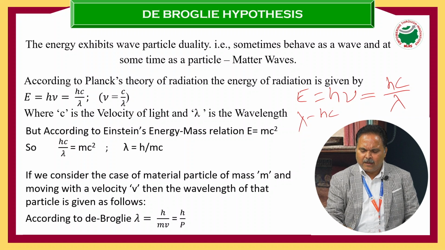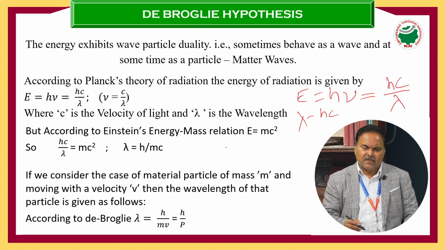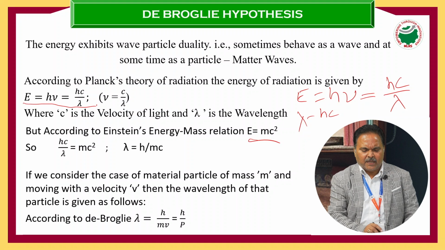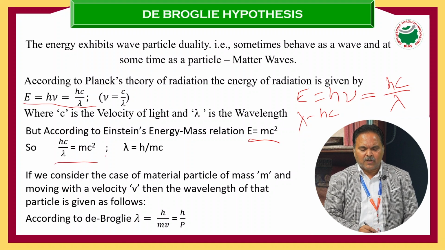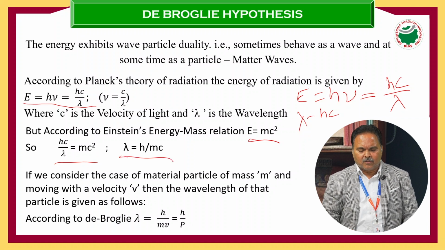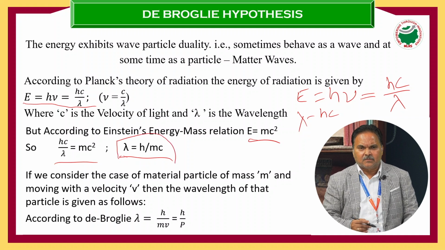Then, according to Einstein's energy-mass relation, there is another expression for energy: E is equal to mc square. If we equate these two equations, E is equal to mc square and E is equal to hc by lambda, then hc by lambda is equal to mc square. The c will cancel out, and the leftover equation is lambda is equal to h by mc.